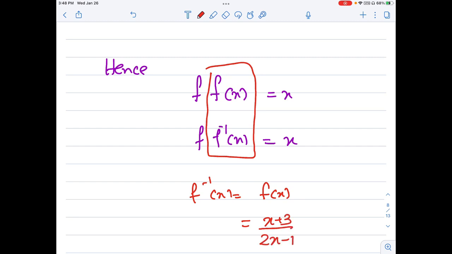F of x is equal to x we have proved, but according to the formula f of f inverse of x is equal to x. So therefore the function is its own inverse. So f inverse of x is equal to f of x.